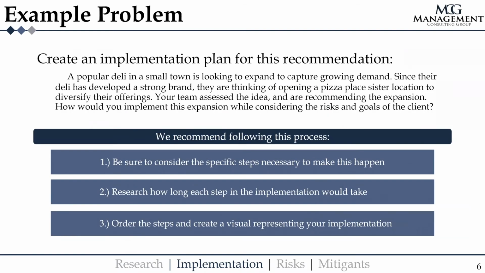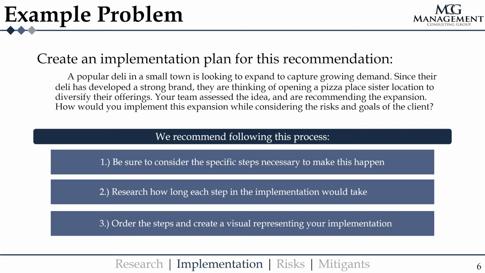So here's the example problem. Create an implementation plan for this recommendation. Popular deli in a small town is looking to expand to capture growing demand. Since their deli has developed a strong brand, they're thinking of opening a pizza place sister location to diversify their offerings. Your team assessed the idea and are recommending the expansion. How would you implement this expansion while considering the risks and goals of the client?